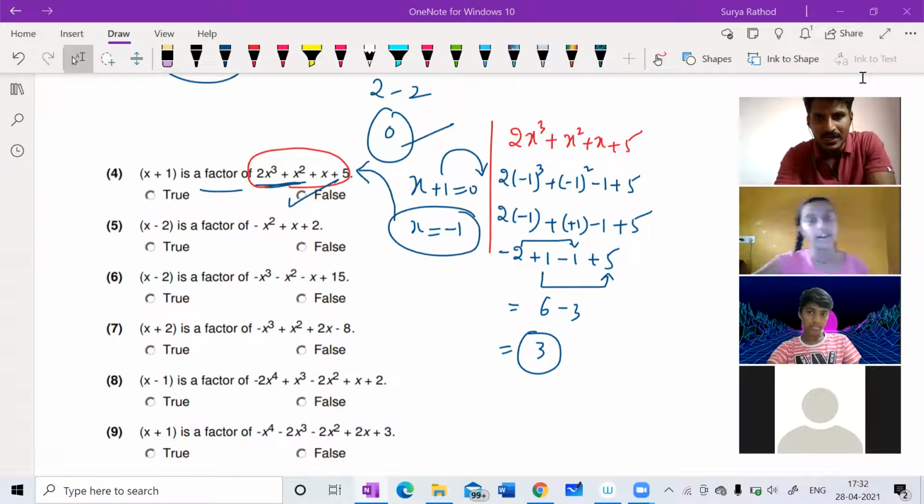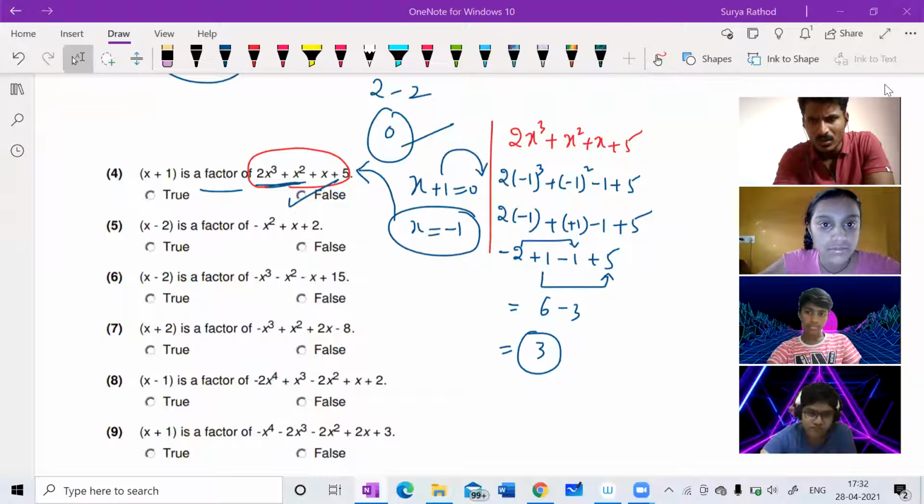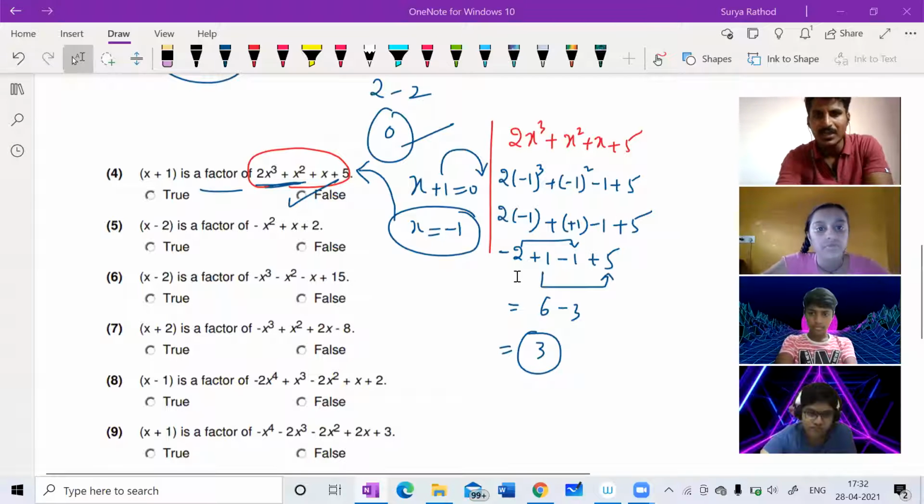Okay, sir. Shahil, wrong answer. First you said true, Shahil. Ananya, right answer. Shreyan, right answer. Arush said he mistakenly wrote true. Piyush, right answer. Arush, right answer. Yeah, everyone gave almost the right answer.